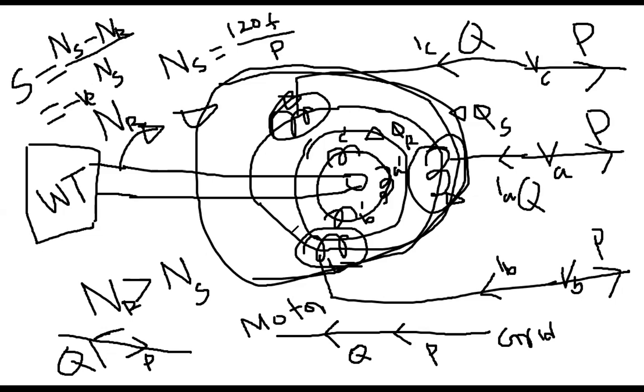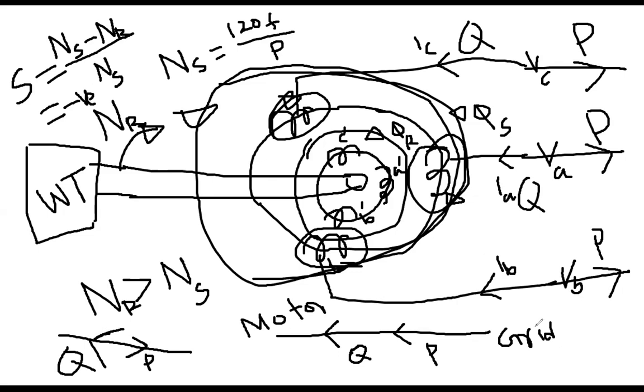Because still you have to produce the magnetic field to work as a generator. Do you understand? Manoj is fine? Yes, Dr. Ali. So therefore, look at the Q direction: irrespective of the motor mode or generator mode, the Q direction is always from the grid to the machine. Just the direction is opposite for the P.